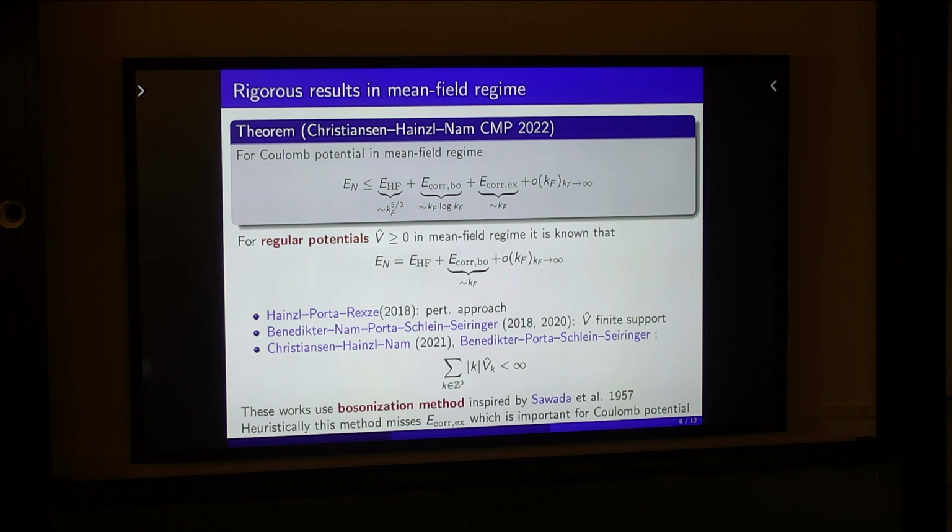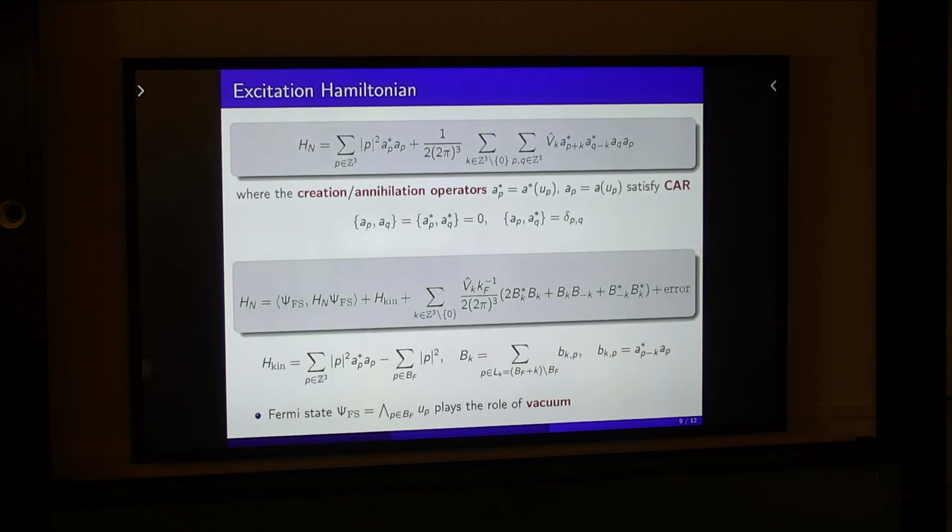But the method, as these guys did it, did not allow to basically extract the correlation energy. So now I want to really describe the main idea. I'm pretty slow actually. So I want to describe the main idea. Maybe now I use the blackboard.